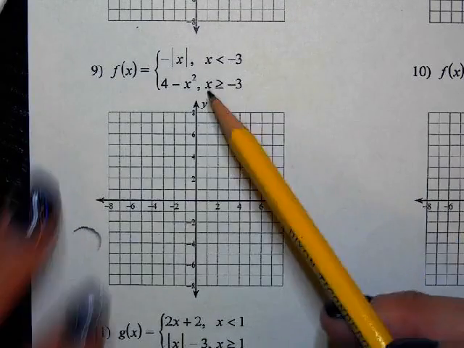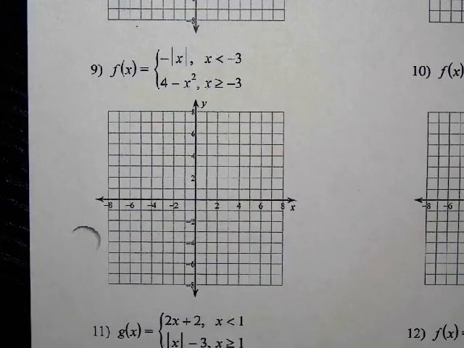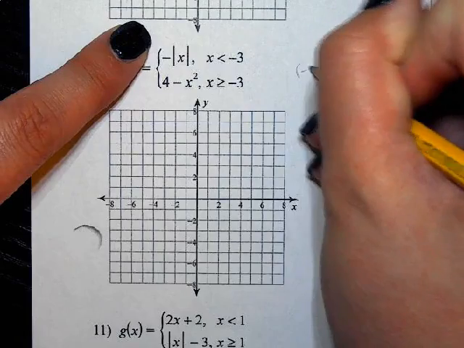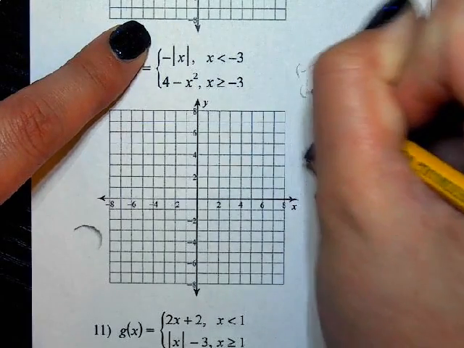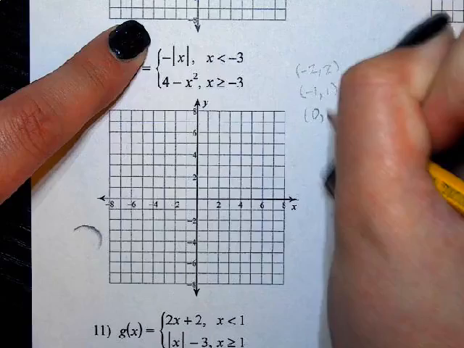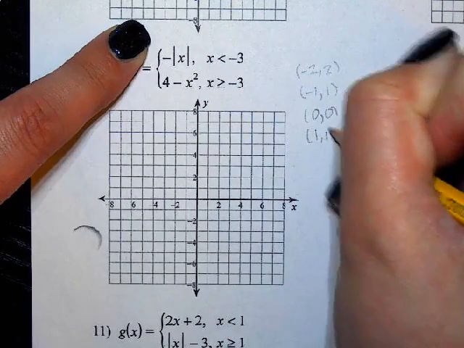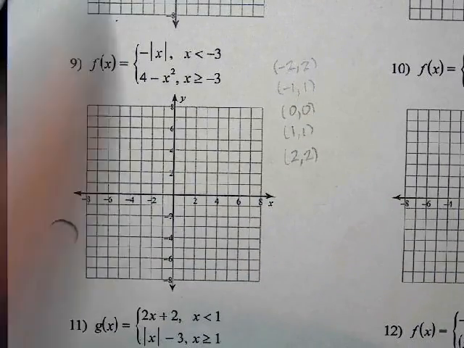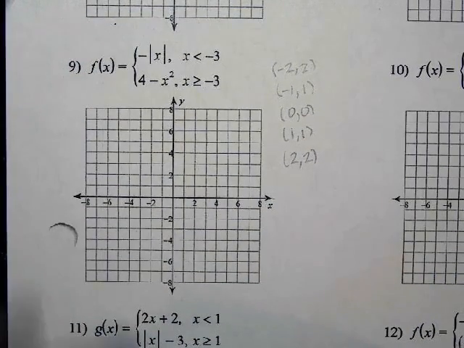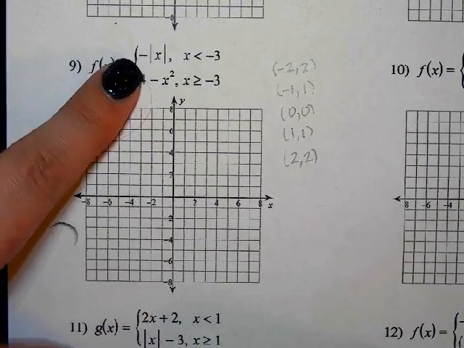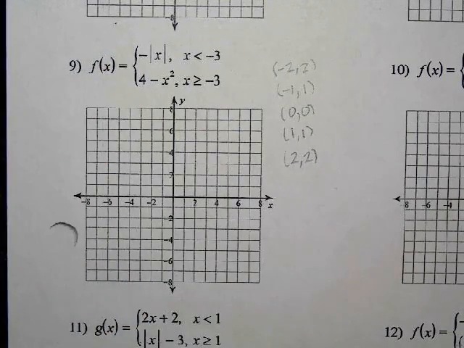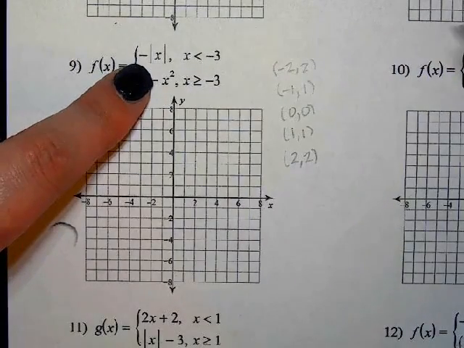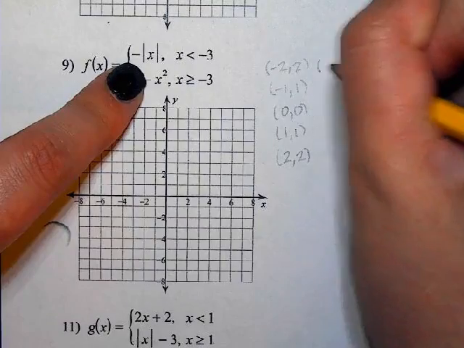Okay, so the first part of number 9, not too bad. We just have an absolute value graph. So the points for absolute value, we got -2, 2, -1, 1, 0, 0, 1, 1, 2, 2. This was not the hard part of the problem, but I'm just going to be thorough and do it anyway. So the transformation for this part was just reflect over the x-axis. So we're just going to take all those points and make the y-coordinate negative.